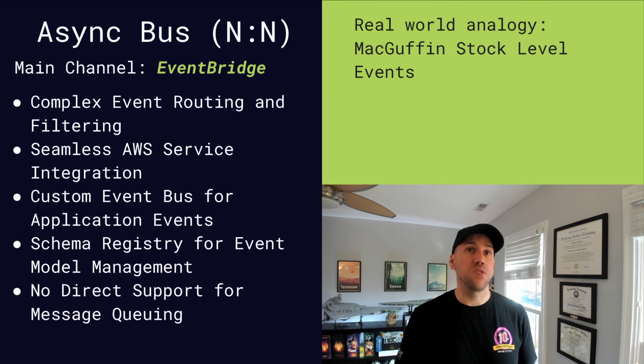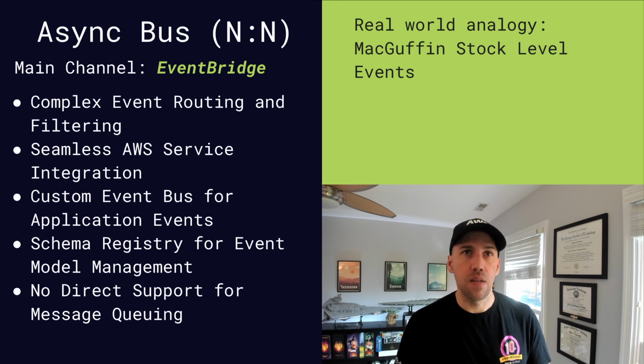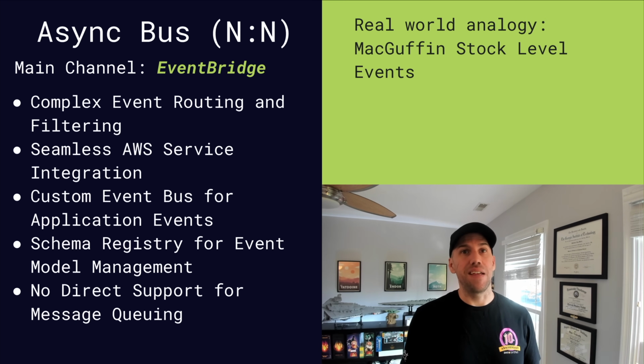For the async bus response model, our primary channel is Amazon EventBridge. EventBridge excels in handling complex event routing, directing specific events to the right destinations based on detailed criteria. It offers seamless integration with a wide range of AWS services, enhancing the model's connectivity and utility.